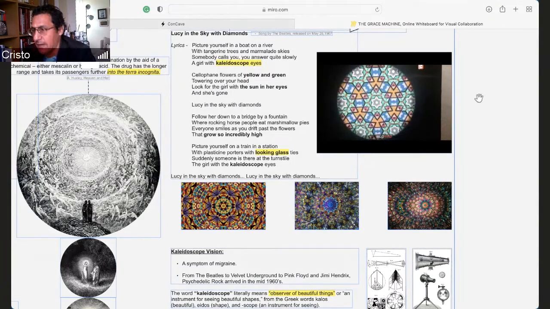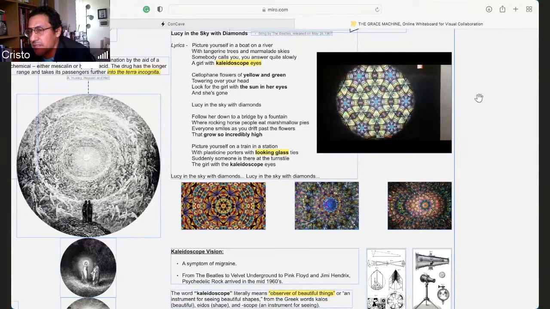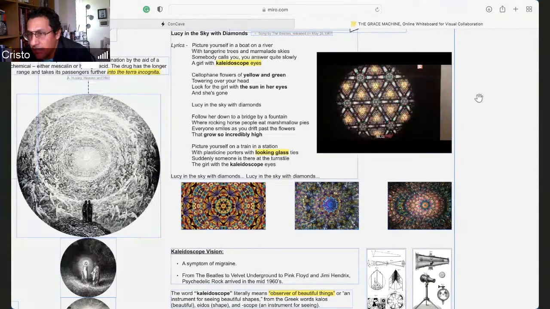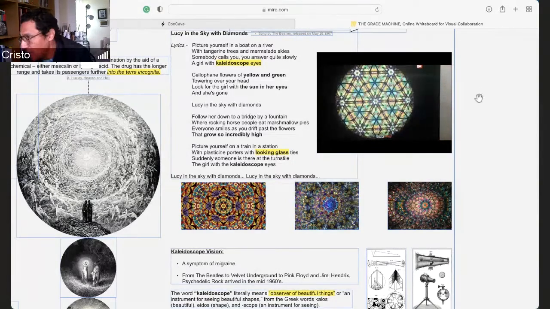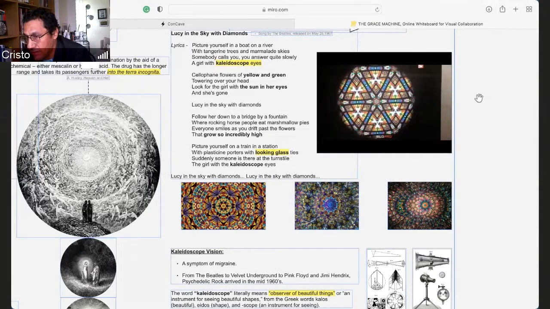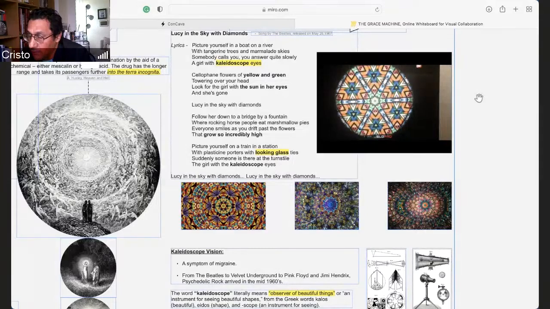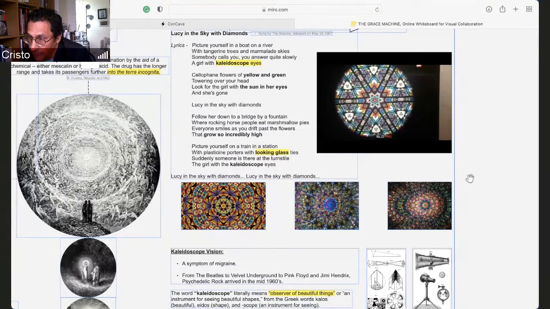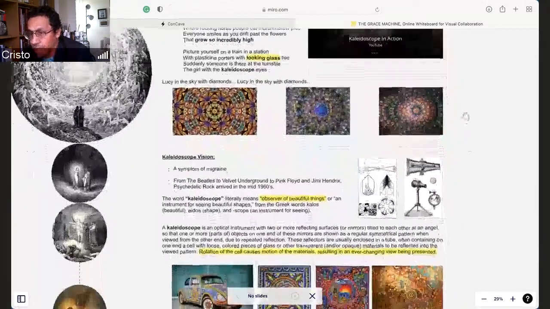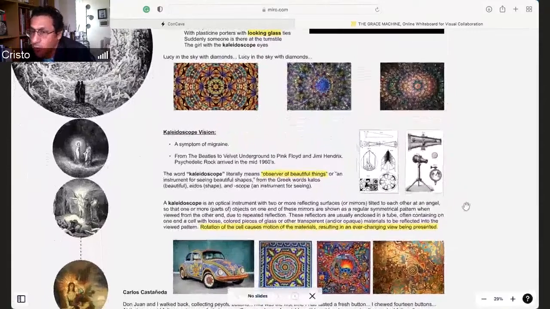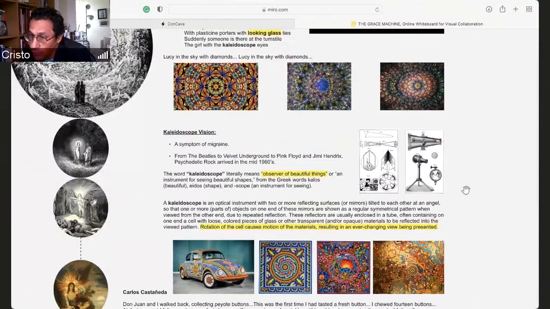This kaleidoscope vision is a symptom of migraine, right? And literally it means also observer of beautiful things. The kaleidoscope, of course, is this instrument that works with reflecting surfaces or mirrors tilted at an angle, and at the end we have colored pieces of glass that, with the help of rotation, create all these patterns, right? So in here, we encounter not only the multicolors, but also colors in action, colors moving in rotation, and this change of colors.